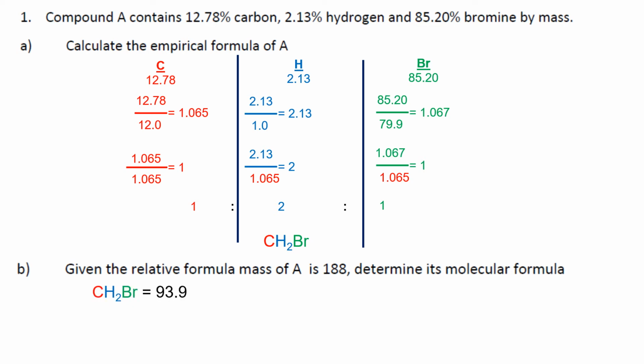That CH2Br adds up to 93.9, and we need the MR to be 188. If you did 188 divided by 93.9, again allowing for maybe a little bit of experimental error, that's twice the size. So we need to multiply it by 2. If you multiply the empirical formula by 2, we get C2H4Br2.